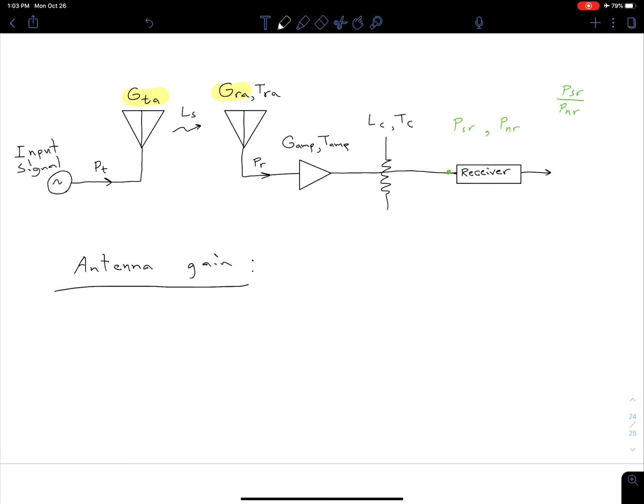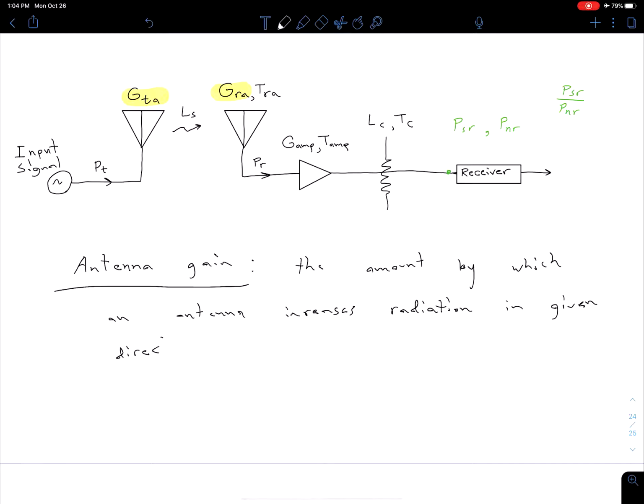Okay, so our antenna gain is basically just the amount by which an antenna increases radiation in a given direction compared to an isotropic antenna. Of course, there's going to be some preferred direction where we want to be sending our signal, compared to the isotropic case.